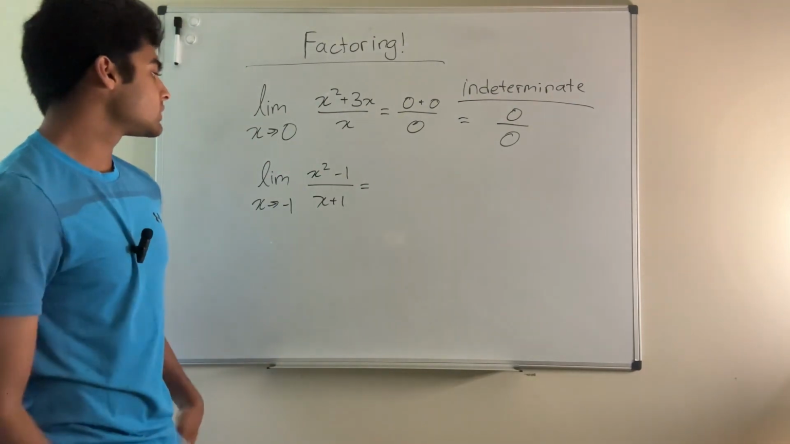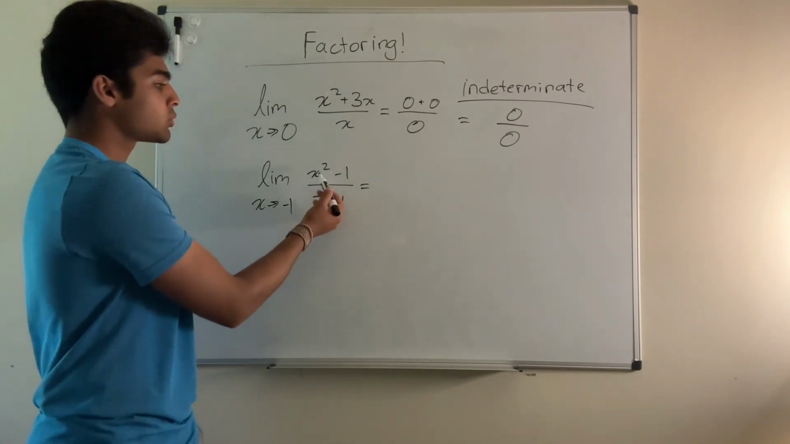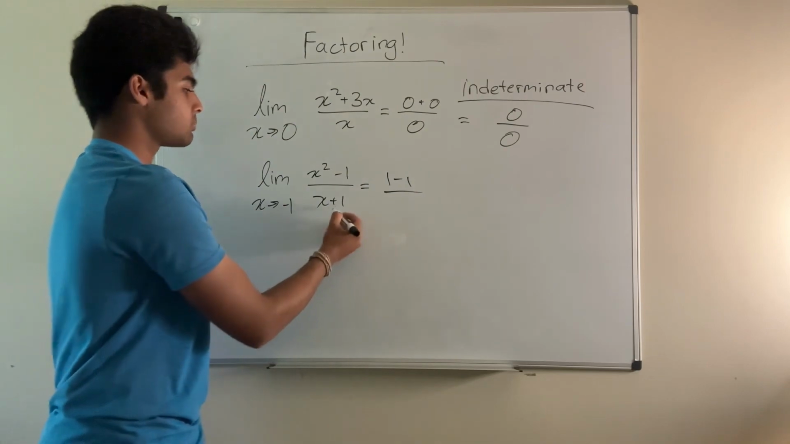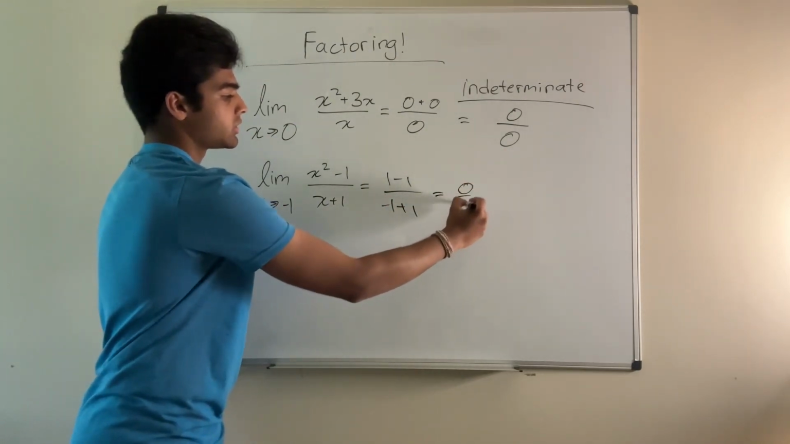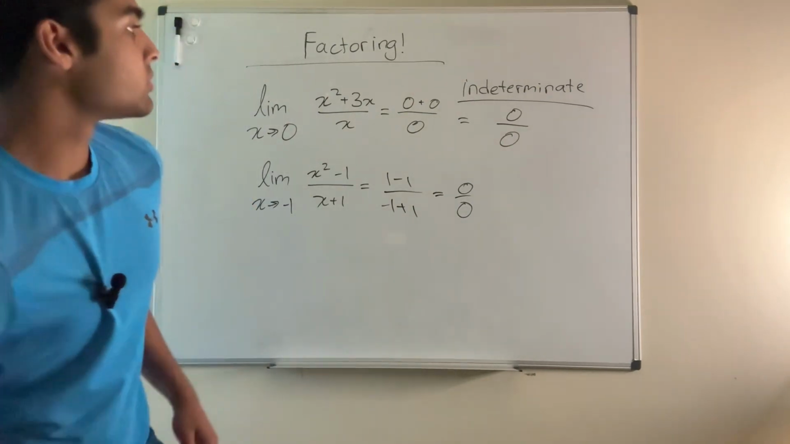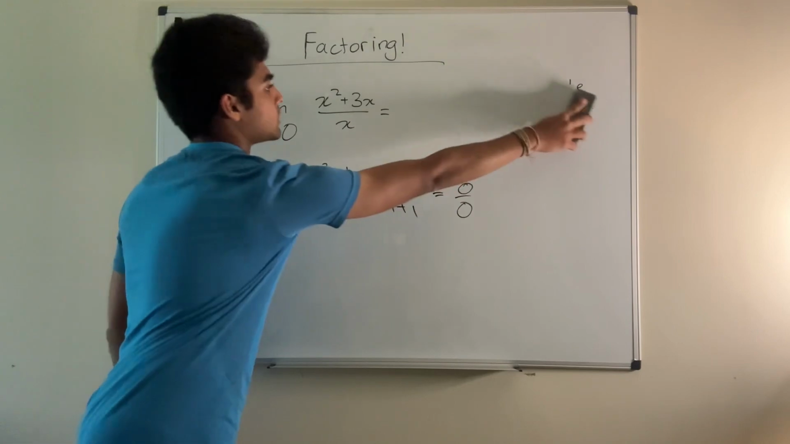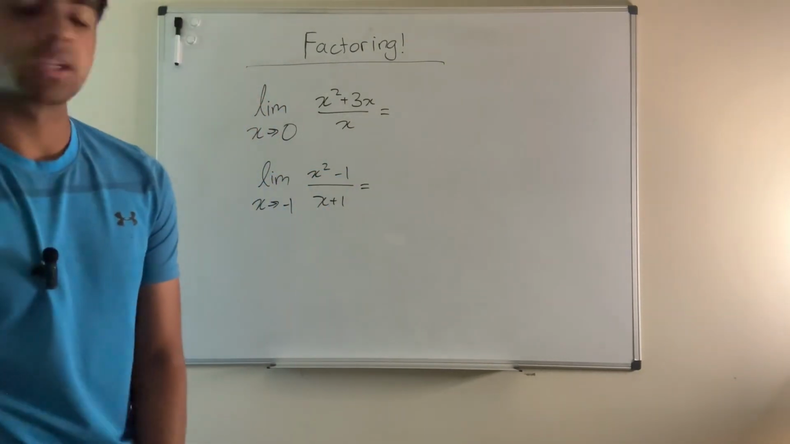And same thing for this example, if we plug in -1, we get -1 squared, which is 1, minus 1, over -1 plus 1. We can see that this also equals 0 over 0. So now if we want to solve this, we would have to factor. So let's erase this and let's start factoring.